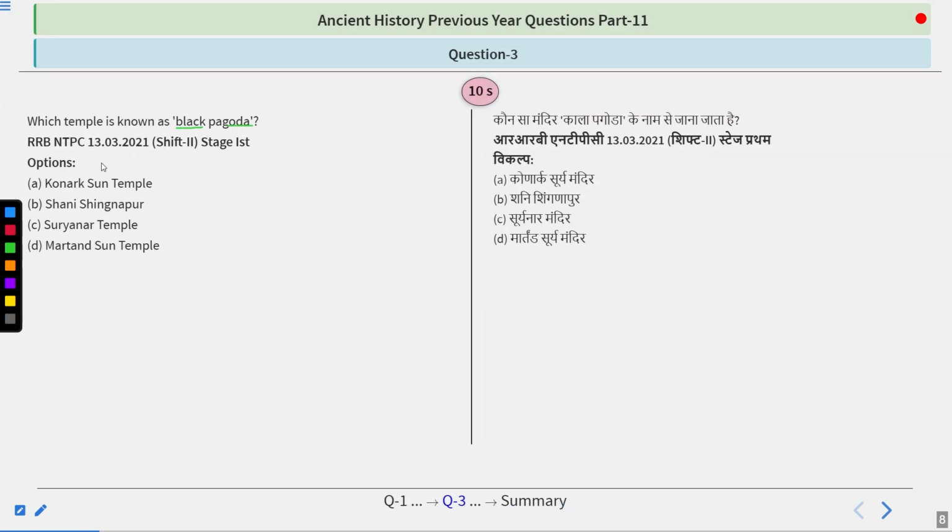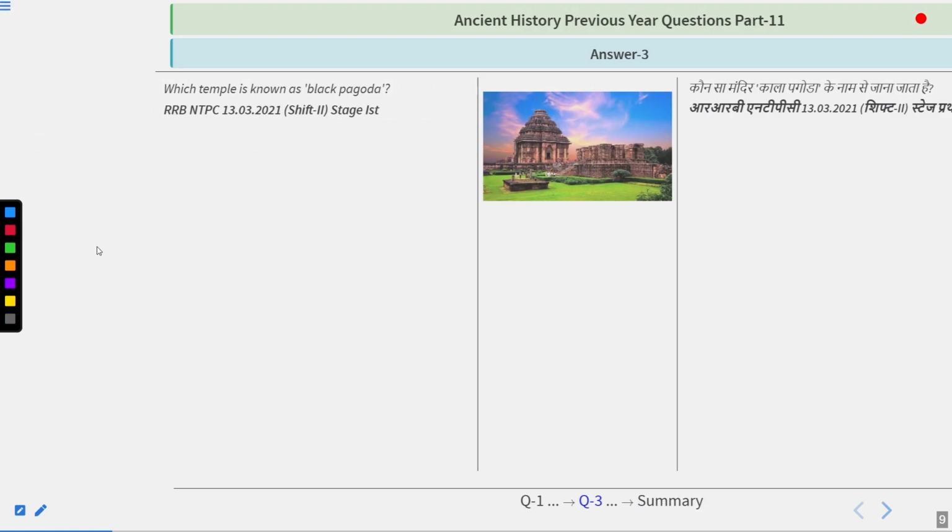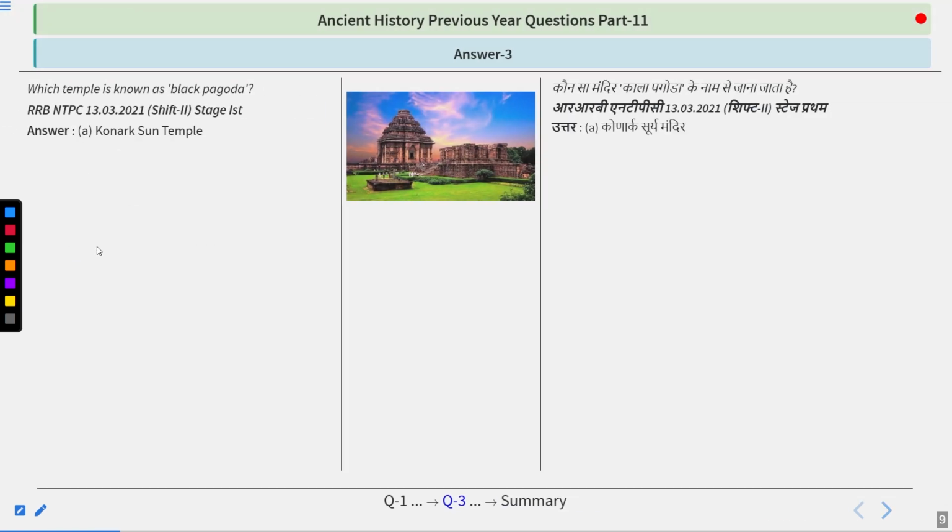Which temple is known as the Black Pagoda? Options are Konark Sun Temple, Shani Shingnapur, Suryanar Temple, or Martand Sun Temple. So take your time. And your answer is right. The answer is Konark Sun Temple.